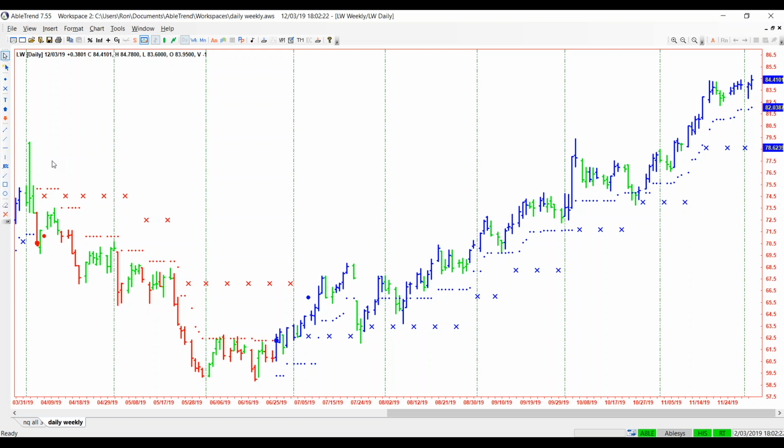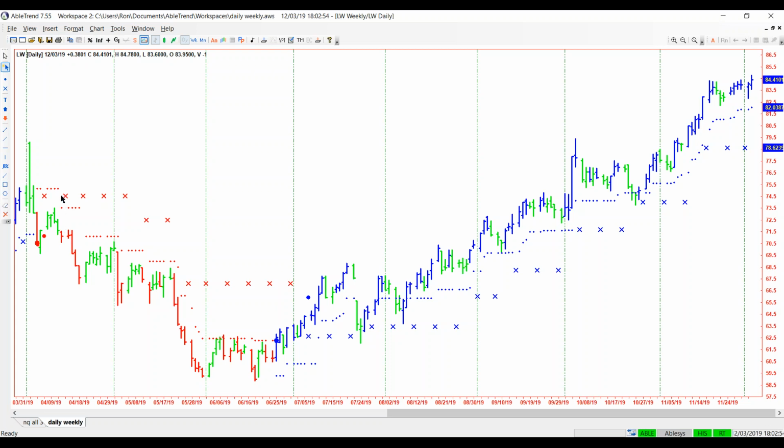So we're just looking for triple confirmation. We have to have a red bar, a red dot, and a red X. The X's are the weekly resistance points. The red is the weekly, and of course the blue. The red is resistance, the blue is support. So that's real important, because red is downtrend with Abletrend, everything red down, everything blue up, uptrend. So we just want red bar, red dot, and red X.